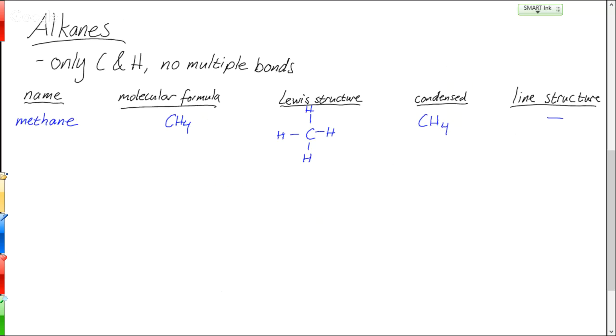The next one in the group is called ethane. This one's going to have 2 carbons and 6 hydrogens. And remember that carbon can only have 4 bonds and hydrogen can only have 1 bond. So there's only one way to draw this structure, and that's this.